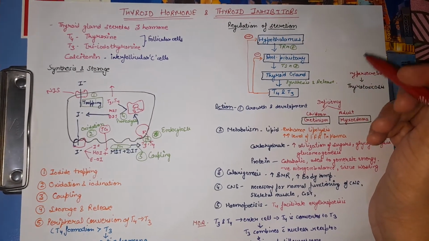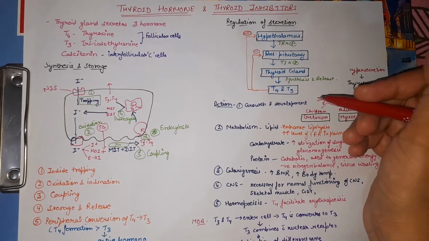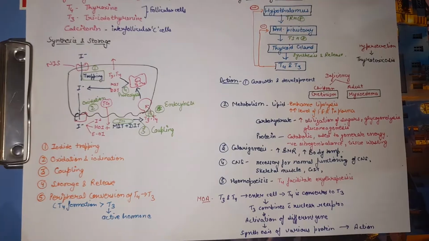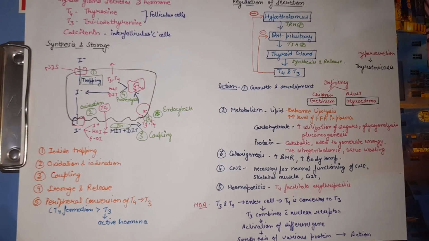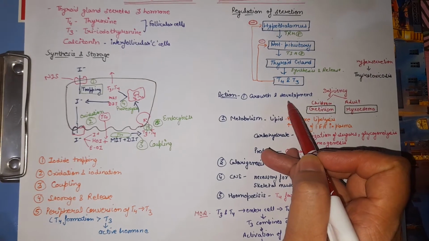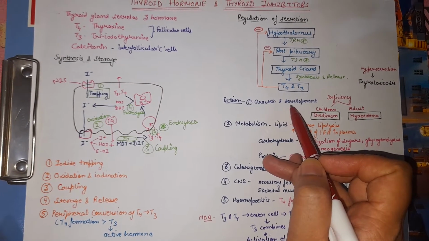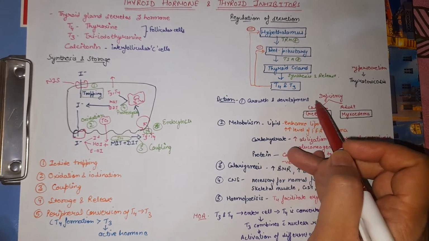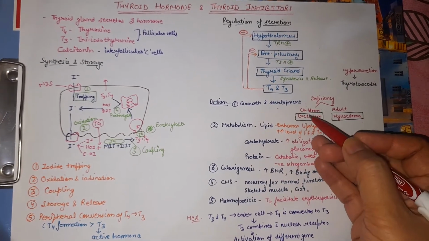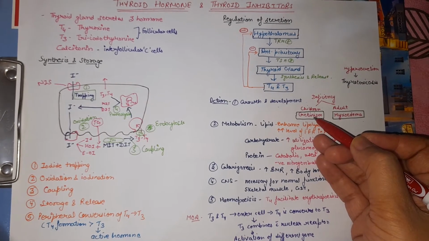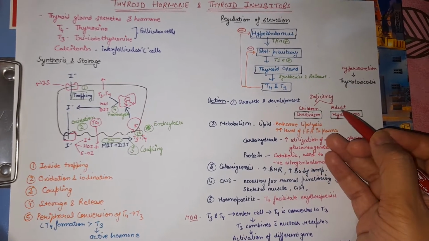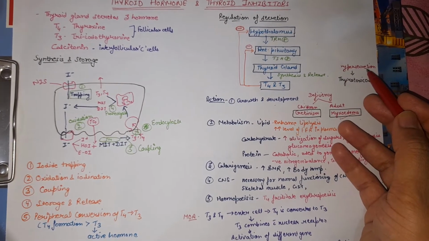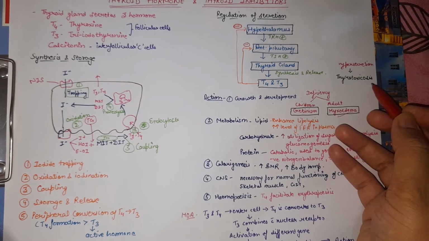So what are the actions performed by these thyroid hormones? If we talk about the action of thyroid hormone, first is growth and development. T3 and T4 are essential for normal growth and development. For example, their deficiency causes cretinism in children, and in adults it is called myxedema. If there is hypersecretion of thyroid hormone, it will cause thyrotoxicosis.